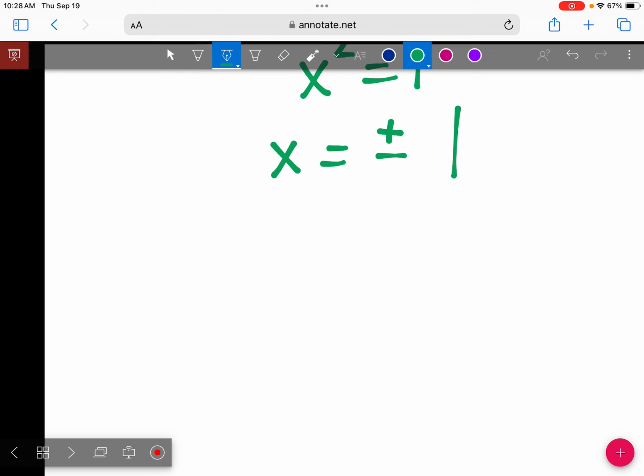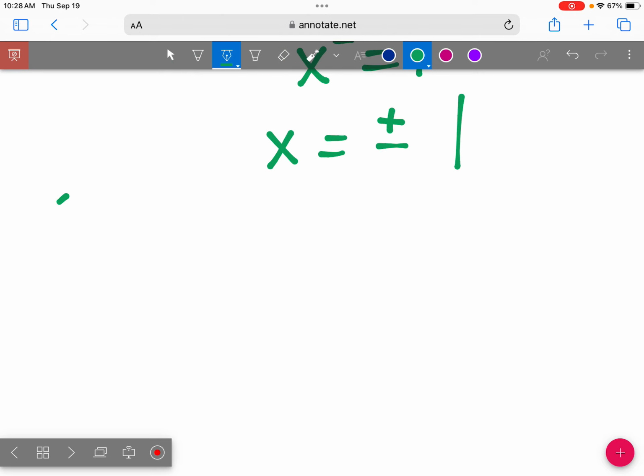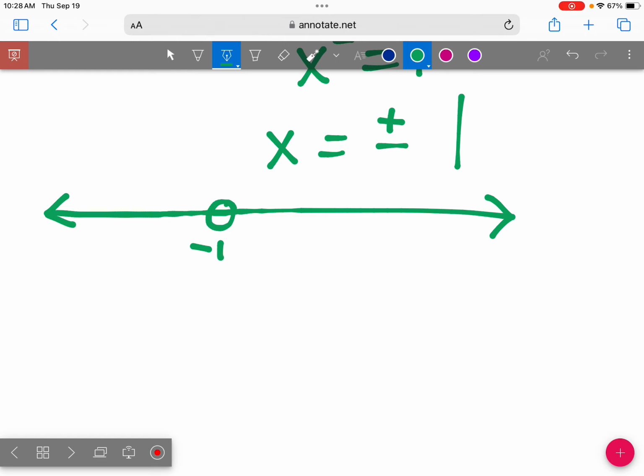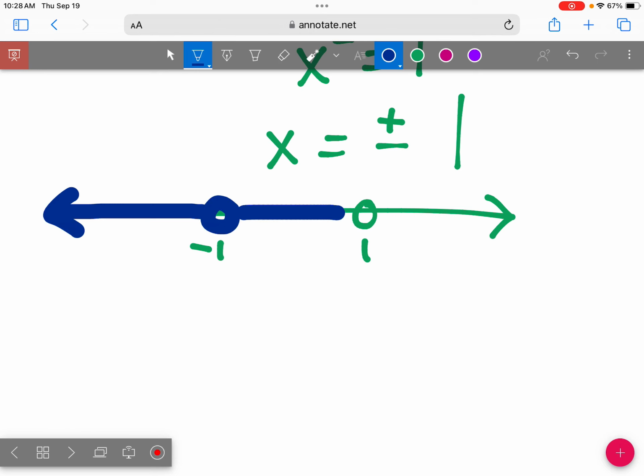So if the number line helps you, sketch it out. I could have absolutely anything except for negative 1 and positive 1. So if I sketch this as intervals, it would look like this with open circles at negative 1 and positive 1. And it can be anything else. Absolutely anything else.